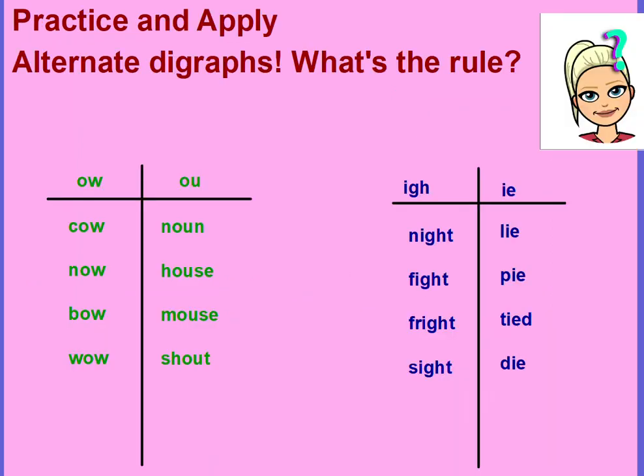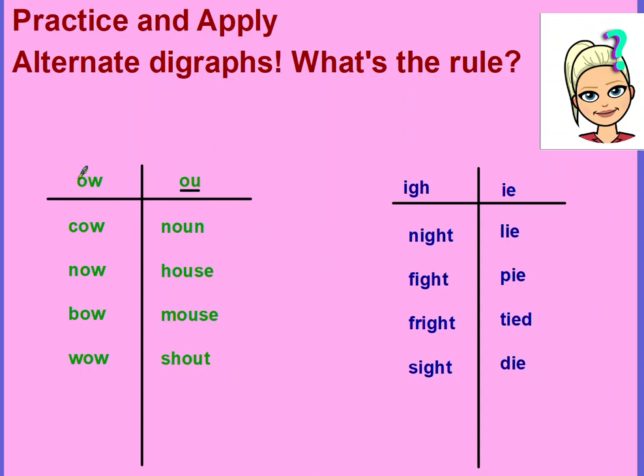Okay, so as I mentioned earlier, owl and I are alternate digraphs. That means that there is a different way to make the same sound. So as you can see here, our owl sound that we're learning today can also have the word noun, house and mouse, and shout.